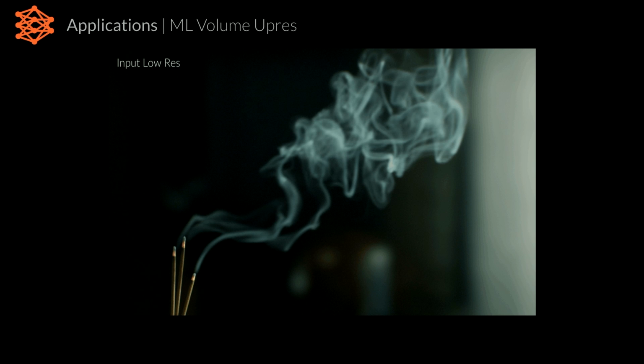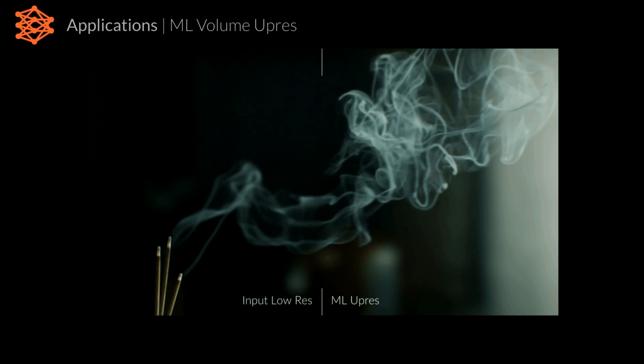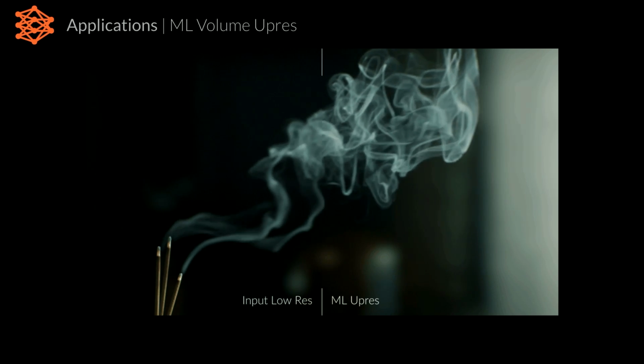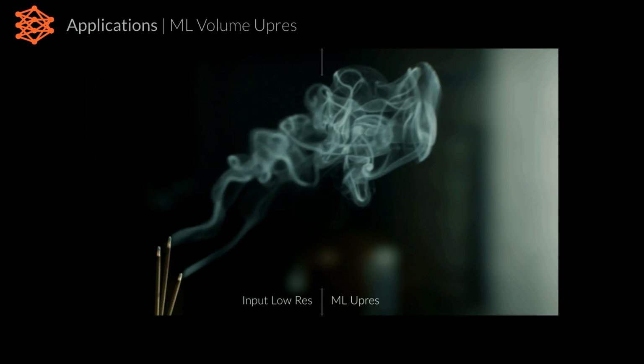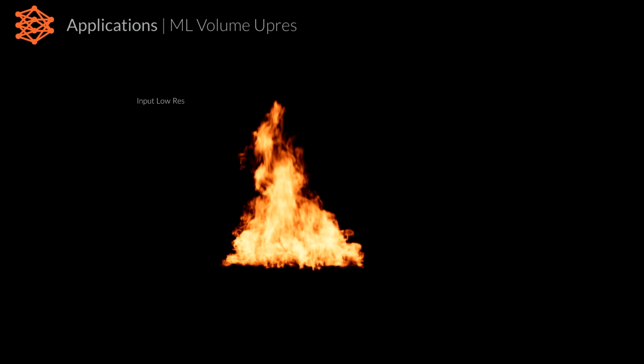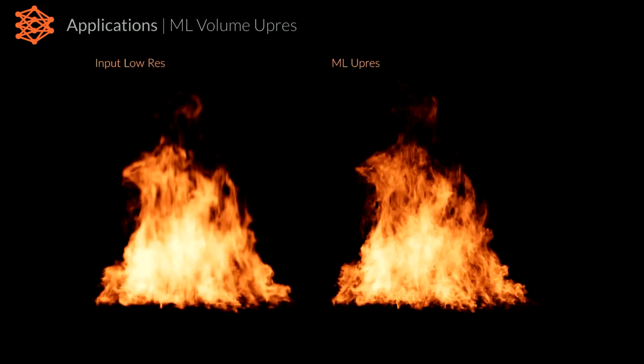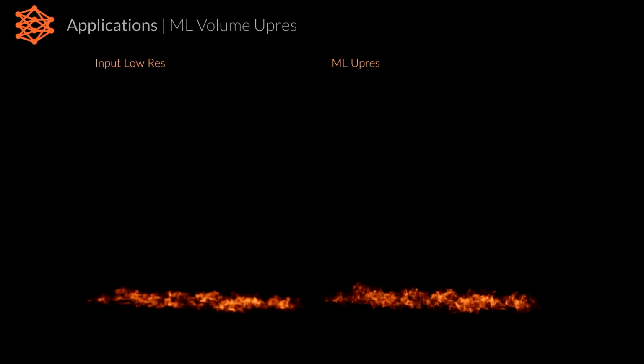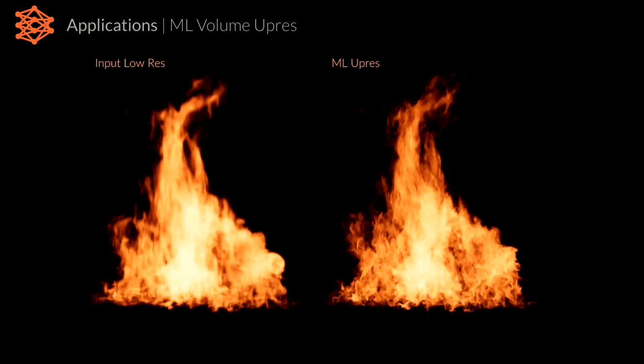So here we see a wipe between a low-res input and an ML upres. On the left side of this slide we see low res, and on the right side of the screen it becomes high res. There's a wispy smoke kind of thing. Here we see a wipe between a flame in low res and the ML upres. You see all the added detail. And here we see it in motion. A nice thing about this technique is it can be applied to every frame in parallel. And you're going to see more flames in the next talk, by the way.